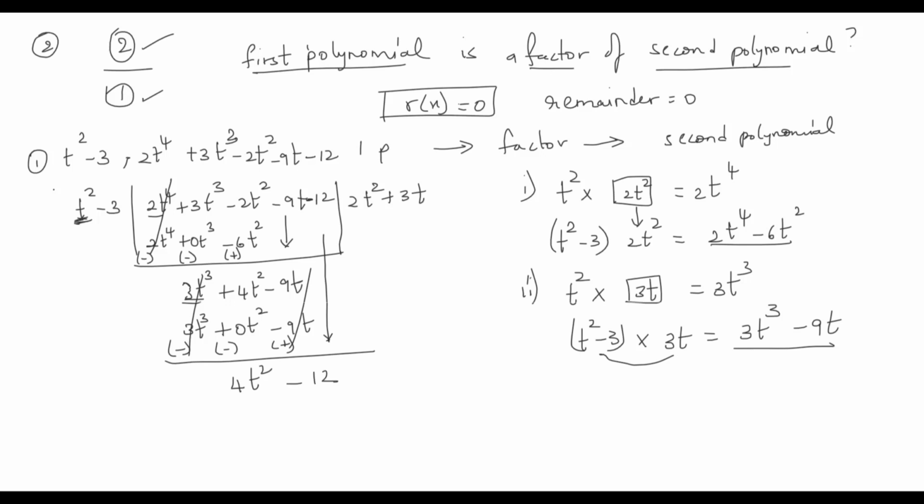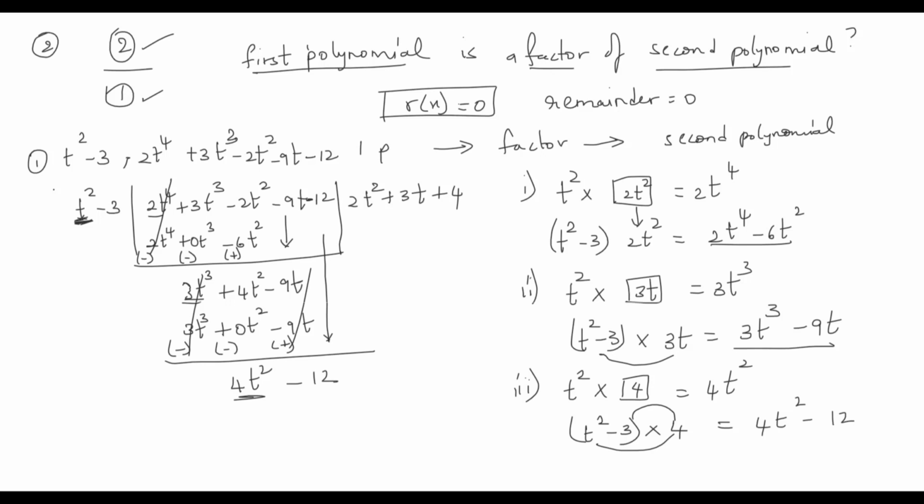Then same thing, compare t square with 4t square. What should be multiplied to t square so that we'll get 4t square? t square should be multiplied by 4. So place plus 4 here. Okay. Then take the whole divisor, that is t square minus 3, and multiply it by 4. You'll get 4t square minus 12. That is, 4 into t square will give us 4t square and 4 into 3 will give us 12.